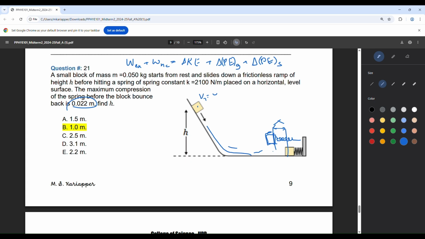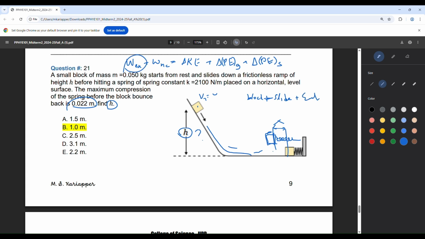What we don't know is how high the block was released. We have to find this h. How do we do this? Just use the energy equation and substitute values, and h will be the only unknown in that equation, and we can solve for it. So this time, our system will be the block plus the ramp, or slide, whatever, and the Earth.